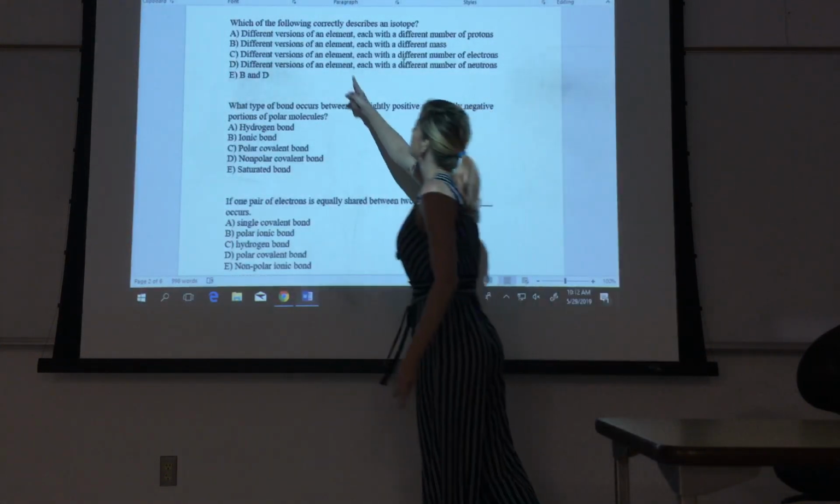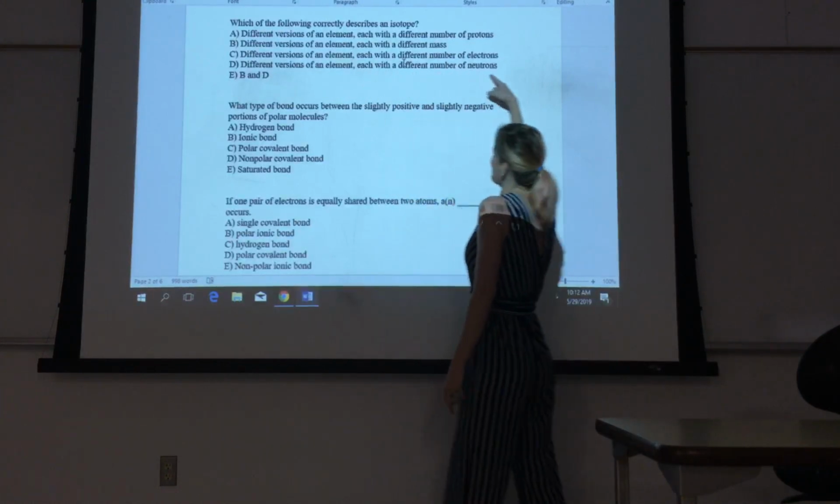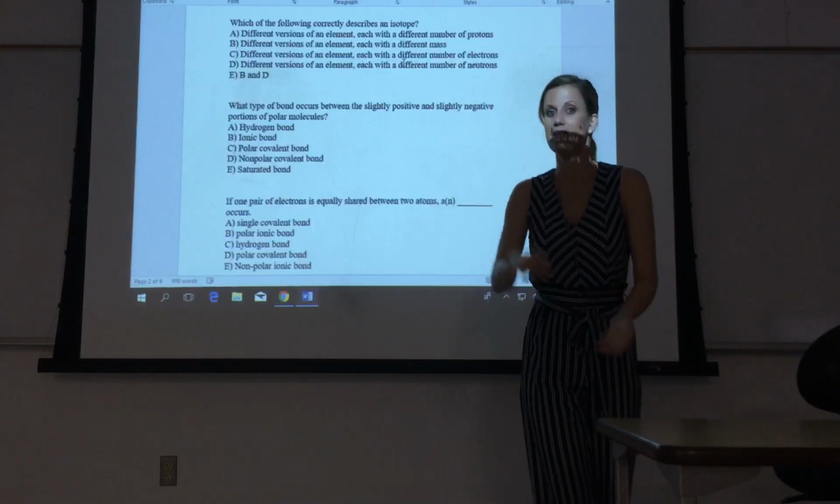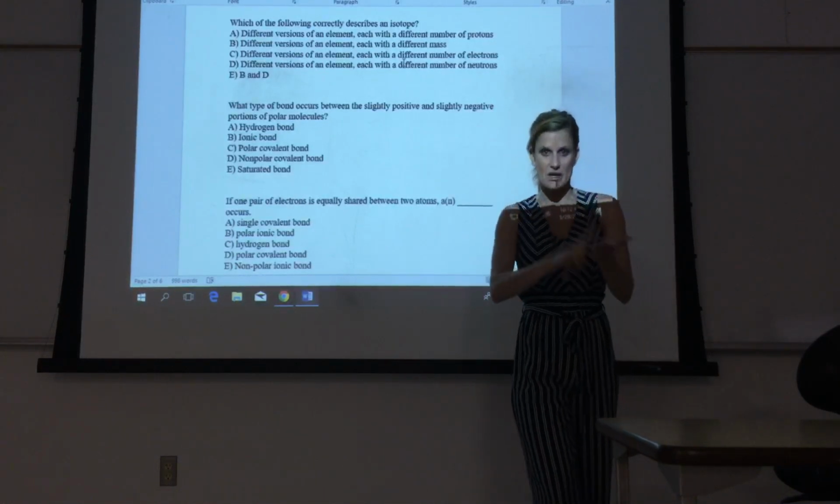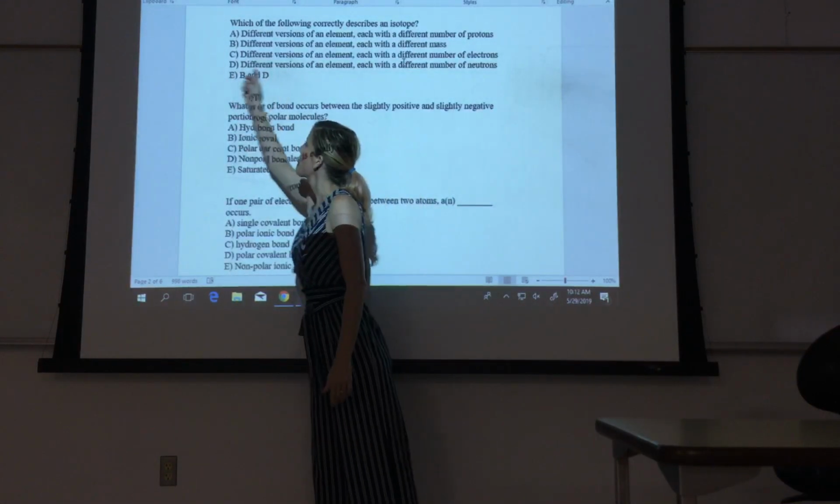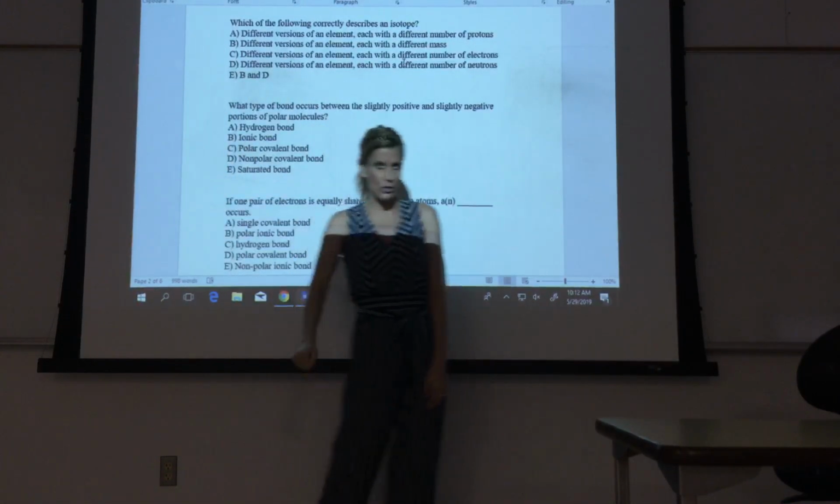Isotopes are different versions of an element, each with a different number of neutrons. Ding, ding, ding, right? That's what we said. They have a different mass because they have a different number of neutrons. Okay, so the answer to that would be B and D are both correct.